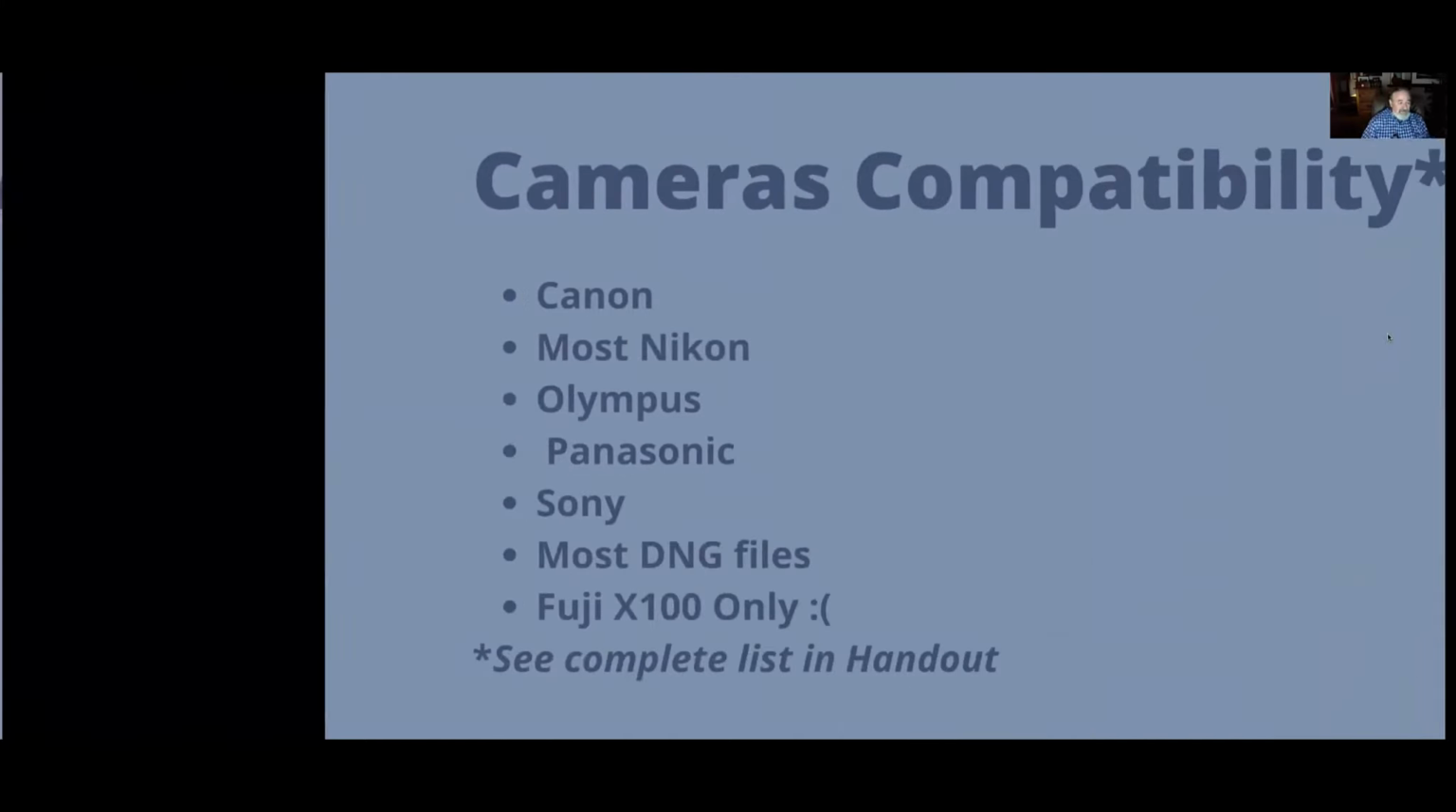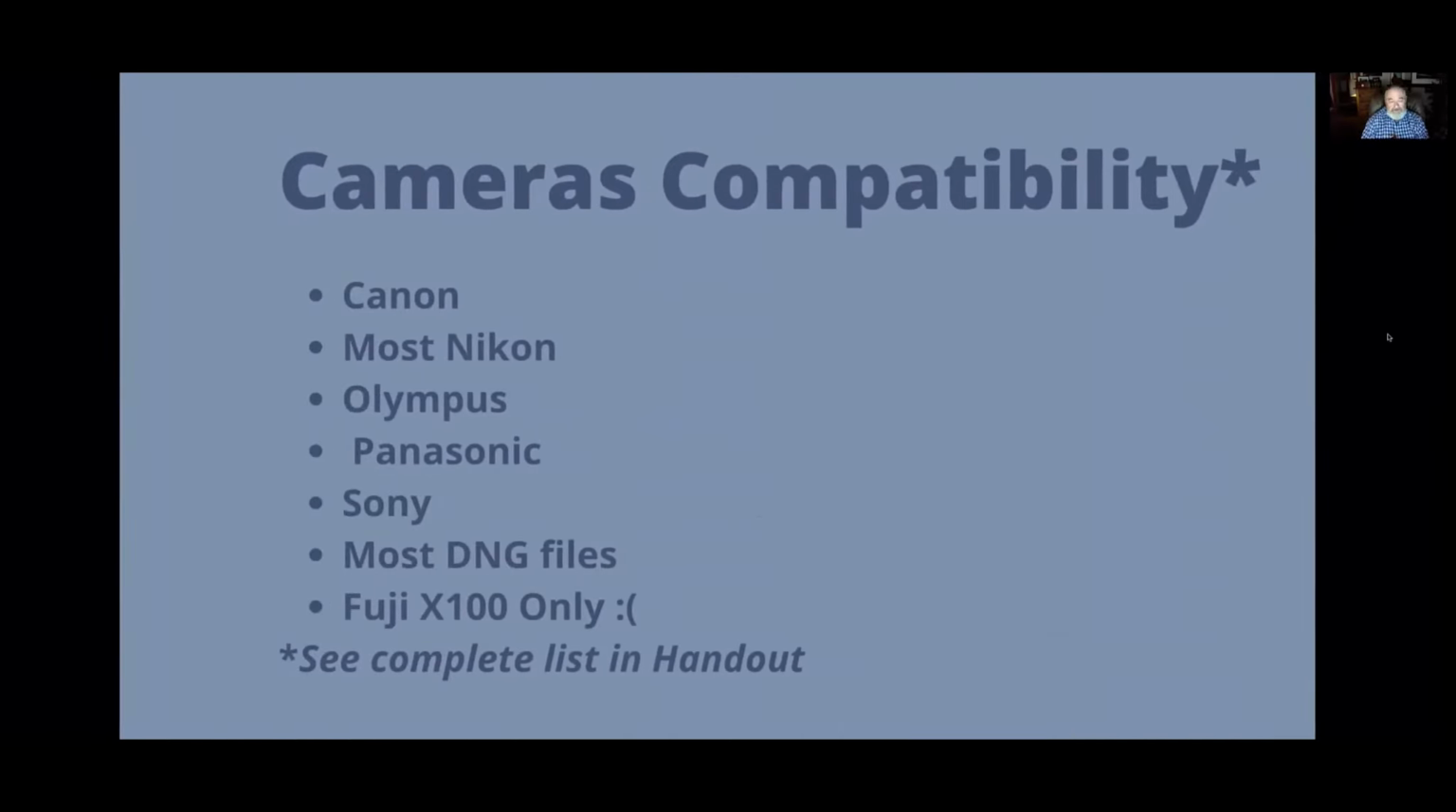The other thing I wanted to mention is that you can take raw files with your big camera and process them in Snapseed. Most cameras, Canon, Nikon, Olympus, Panasonic, and Sony, the major leading brands, all have multiple cameras that you can use to do this.